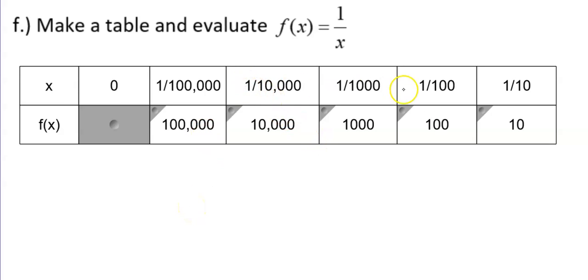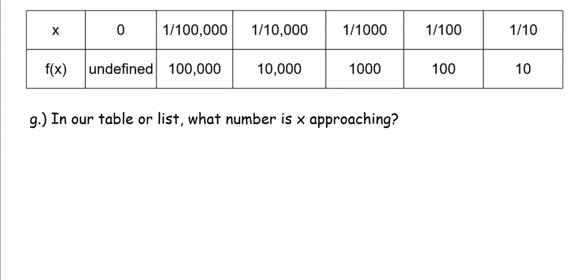So you can see the values of x are getting smaller and smaller. But what happens when we try to plug in a 0 in this fraction? Then we are undefined. As soon as you plug in a 0, this whole function is undefined. You can see my f of x values are getting bigger and bigger. The closer x gets to 0, my f of x values are increasing. So in our table, what number is x approaching?